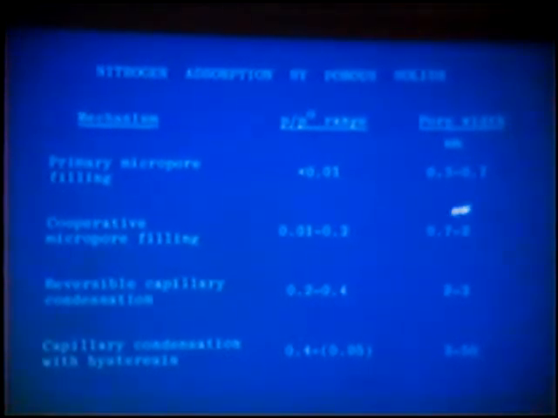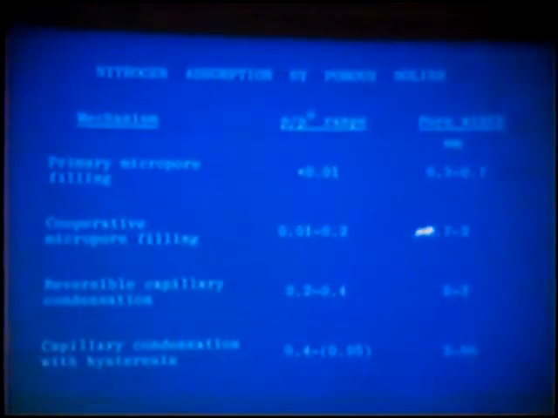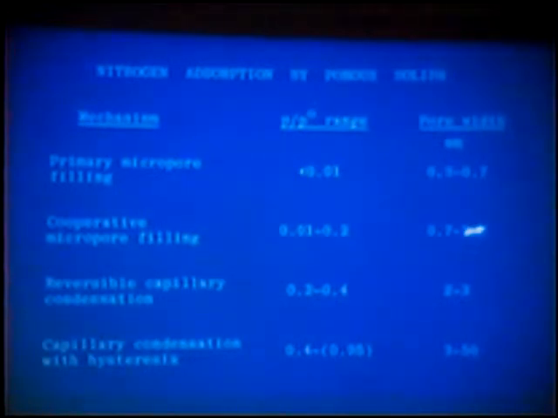As you see in the case of nitrogen, this would seem to be in the range from about 0.7 nanometers up to 2 nanometers, 2 being the nominal upper limit as given in the IUPAC classification of pore size.